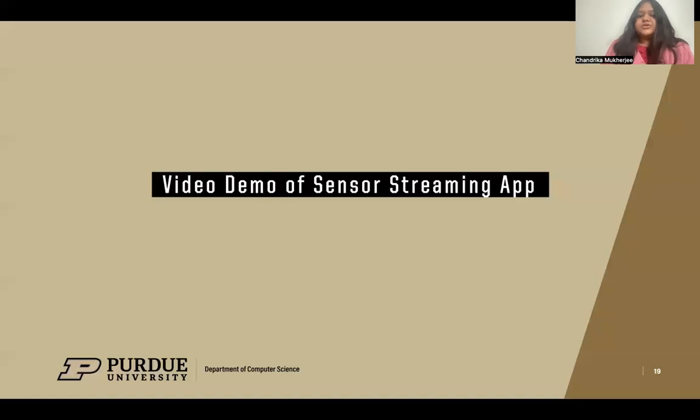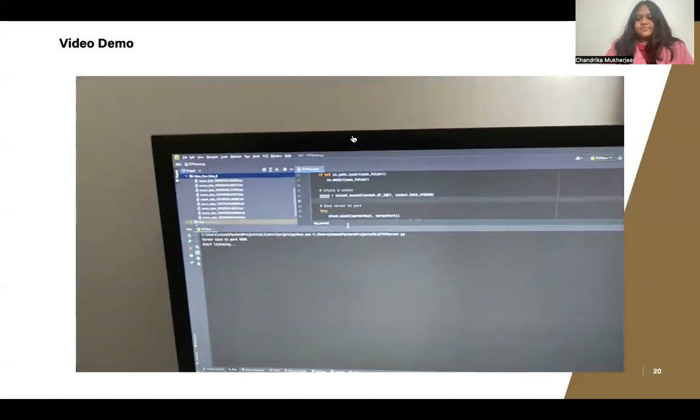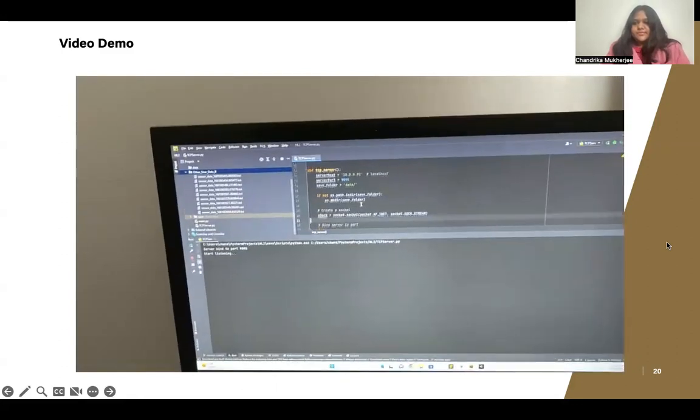Now I will show the detailed demonstration of the sensor streaming application. Hi everyone, as you can see, I have opened my TCP server on the laptop. You can see it on this monitor.